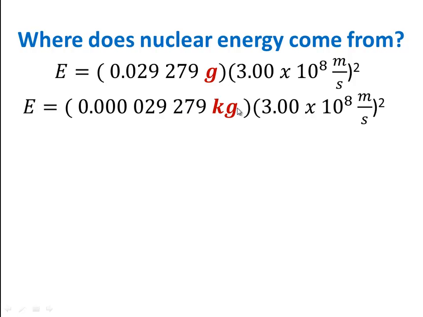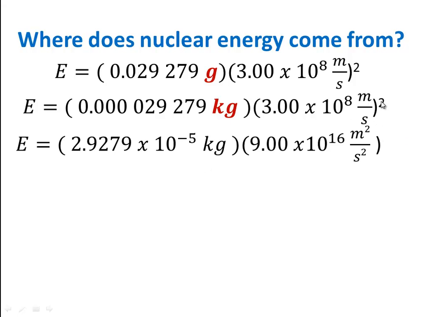Now we're in a position to calculate the energy in terms of joules. Okay, so everything's in SI units now: kilograms, meters, seconds. When you square 3 times 10 to the 8th, you get 9 times 10 to the 16th meters squared per second squared. Now I'd like you to pause and do this calculation and see what you get. Hopefully, to 3 significant figures, you get 2.64 times 10 to the 12th joules.